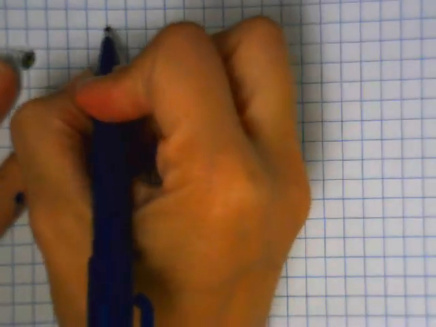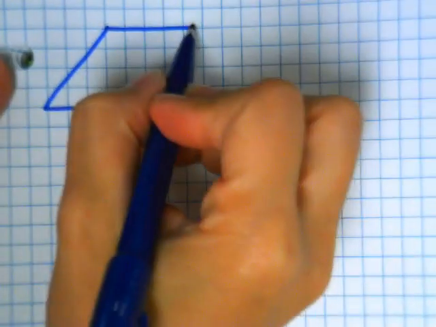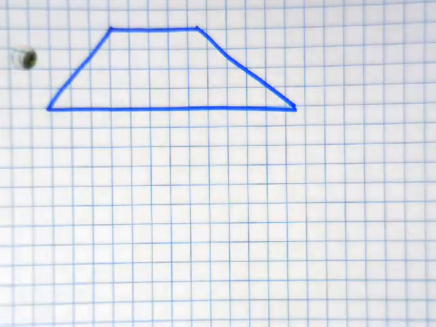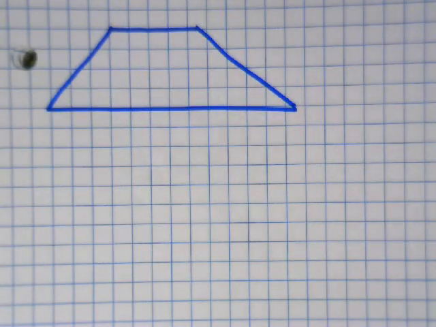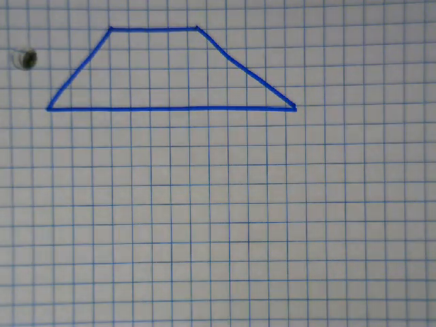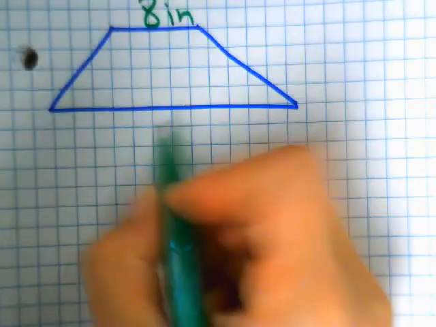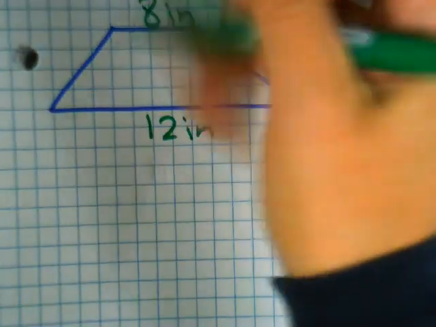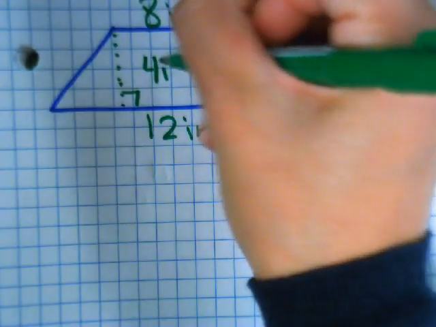All right. I had to turn my page because I ran out of room. But remember, you're going to fill in all the room. Okay, let's draw a trapezoid, and we're going to work together in solving for the area of this trapezoid. Let's draw it out, super fast. 8 inches, 12 inches, and 4 inches. Okay?